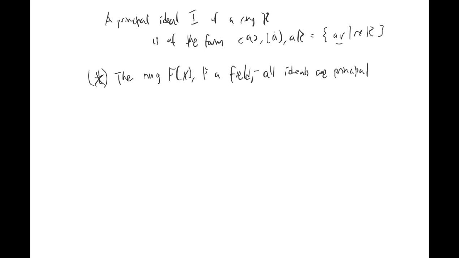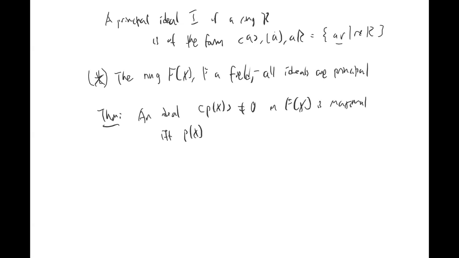So another one of the main theorems we'll use is the fact that an ideal ⟨p(x)⟩ in F[x], not equal to the zero ideal, is maximal if and only if p(x) is irreducible over F. So from this, now you know how to make new fields. You just take F[x] and then you quotient out by an irreducible polynomial. And then boom, you have a new field.